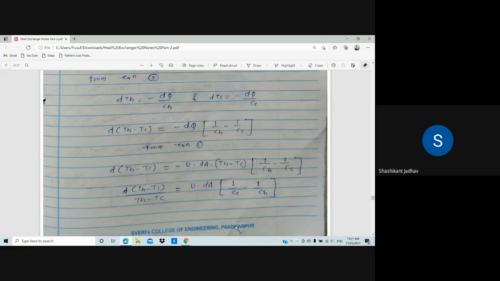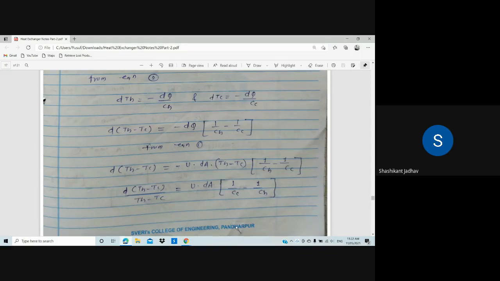Okay, so take the subtraction. First of all, we write down the equations for dTh and dTc, then we take the subtraction. By taking the subtraction, we get d into bracket (Th minus Tc) is equal to minus dQ into bracket (1 upon Ch minus 1 upon Cc). And from equation number 1, we know that dQ is equal to U into dA into (Th minus Tc). So in this equation we put the value of dQ. The equation becomes d into bracket (Th minus Tc) is equal to minus U into dA into bracket (Th minus Tc) into bracket (1 upon Ch minus 1 upon Cc).